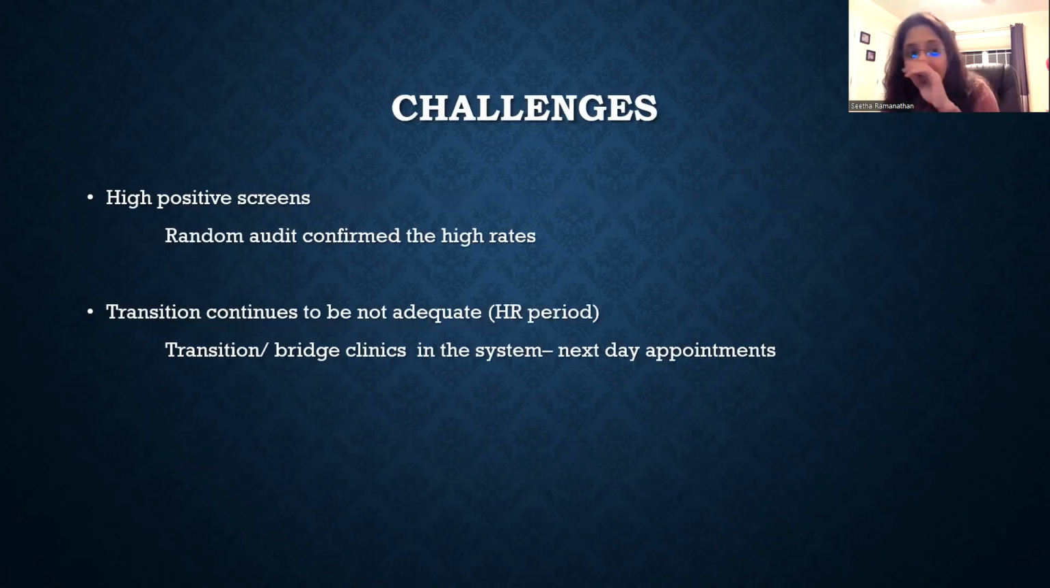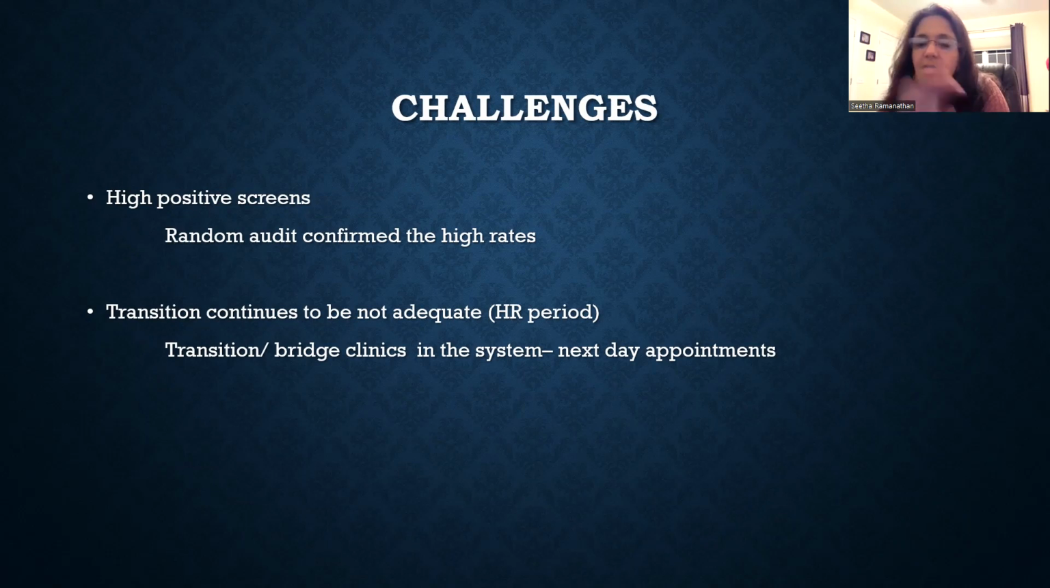All right, now what are the challenges we faced? I mentioned the high positive screens, which means it's tricky to deliver targeted interventions because now you're doing interventions across the board. If I have a 90% high positive screen rate, then I am pretty much giving these targeted interventions to 90% of people. So that becomes a challenge.